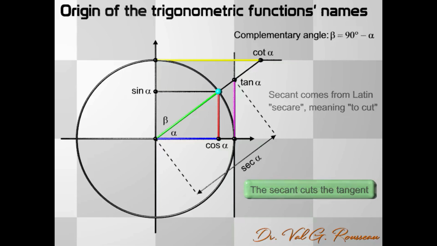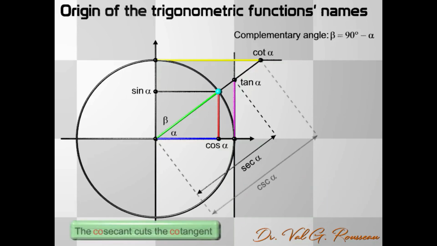Finally, you probably guessed this one too. The name cosecant is just the contraction of complementary secant. Remember, the cosecant by definition is the inverse of the sine, and I leave it to you as an exercise to show that it is equal to the distance from the origin to the cotangent point.